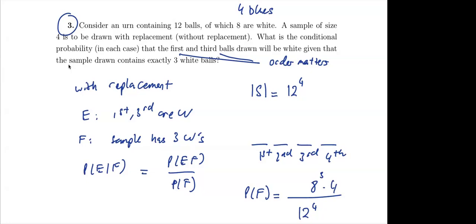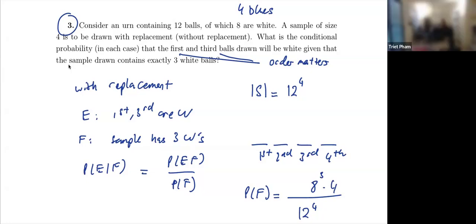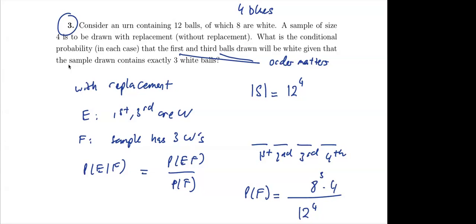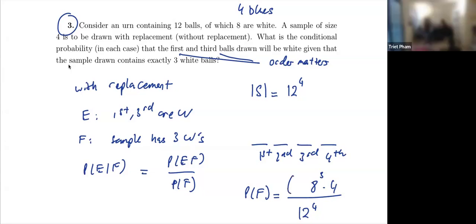Order matters. Wait, does the order matter here? The order does matter because we refer to the first and the third ball. So then it would be 4 choose 1, or 4 choose 3. Doesn't matter. Yep, correct, good, exactly. Again, that's why you have to be very conscious of that. Any question about this?